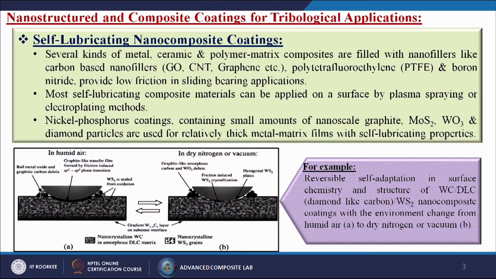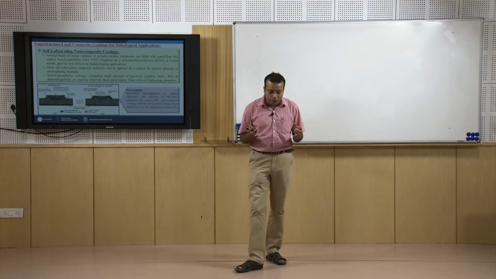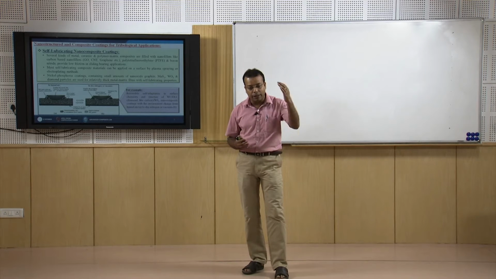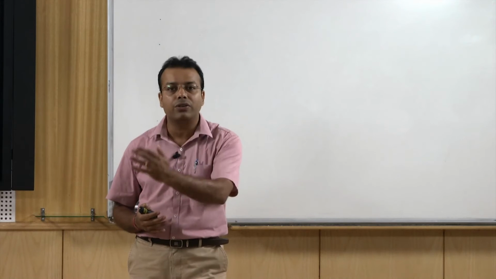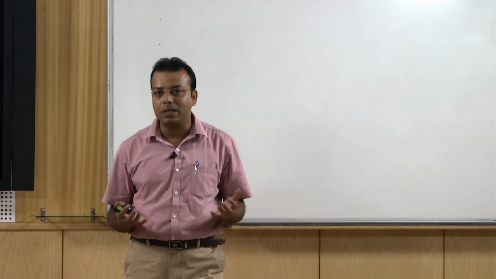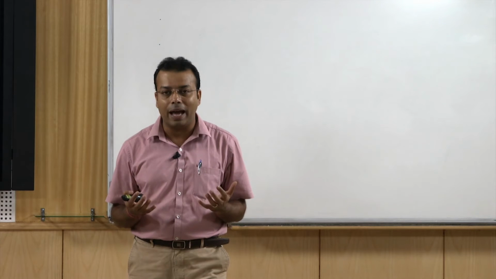So A is giving you the humid air conditions and B is giving you the dry nitrogen or vacuum. That means we are developing certain materials which can act as self lubricating in the humid conditions as well as in the dry medium too, because as a material scientist, when we are developing certain material, we do not know where the material will be applied.